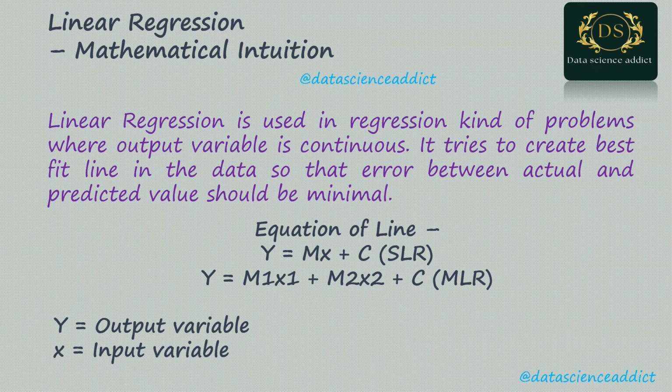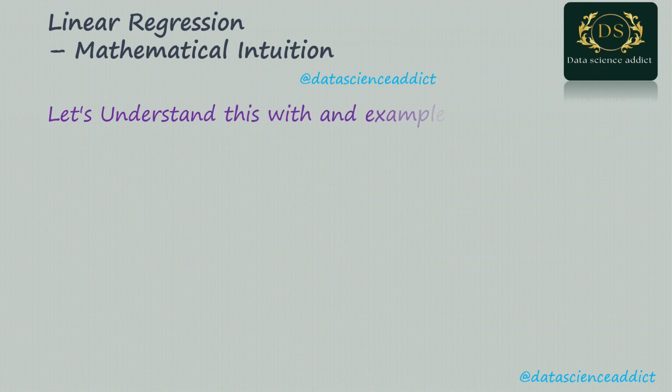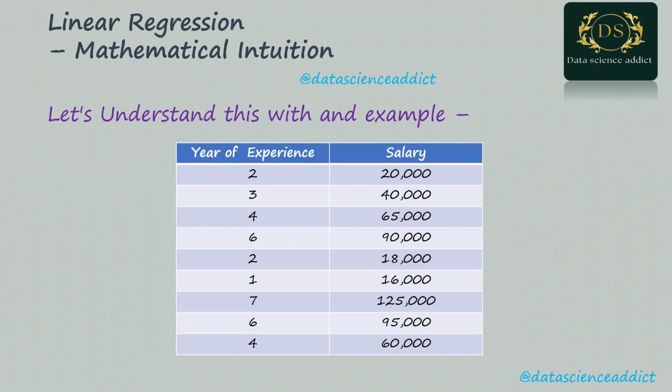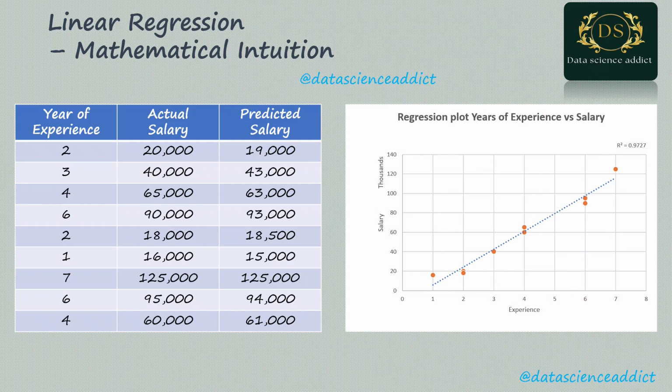Now here you can see the example. We have the input variable as years of experience and the output variable as salary. So this denotes that the salary is based on experience. Now let's understand this with an example. You can run the linear regression model on the above example data and you have a predicted value for the actual value. Now here you can see the regression plot, which shows the data points are the actual values and the line is predicted. This is the linear regression line.